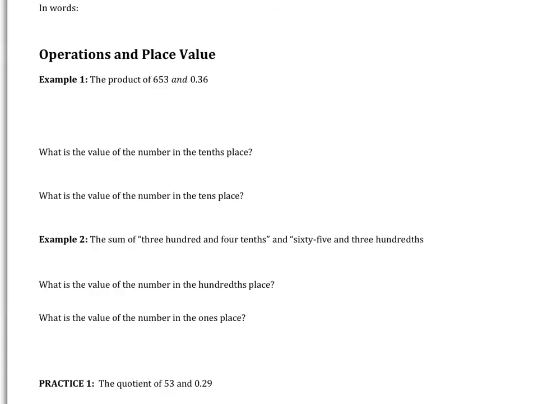All right, one last thing we want to talk about with place value is the kind of problems that you might see that are a little bit more complex, and that is combining operations and place value. So before we go over an example, I want to just quickly review what some different words might mean. You might see the word sum. The word sum, that means addition.